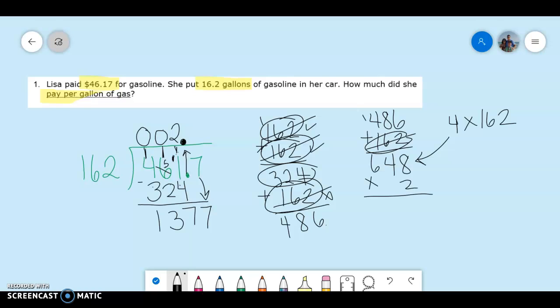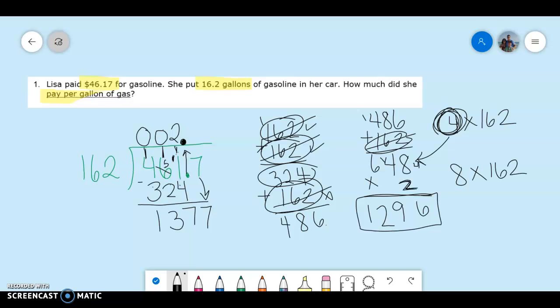Okay, so let's see what that happens to be. 2 times 8 is 16, carry a 1. So that's 8, 9, and that is 12. Yeah, that's a lot closer and a lot faster. So instead of having 4 times 162, I'm going to have 8 times 162, okay? And that 8 times is going to represent this value because this 648 represented 4 times, and I did 4 times twice. So 4 times twice would mean I took it 8 times.